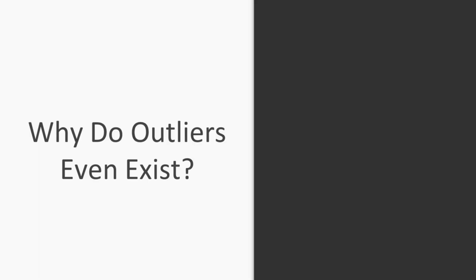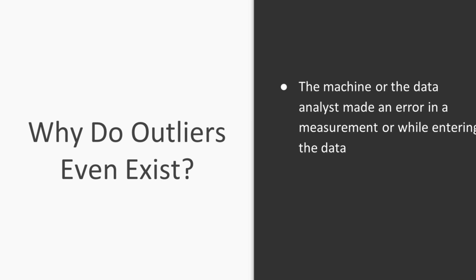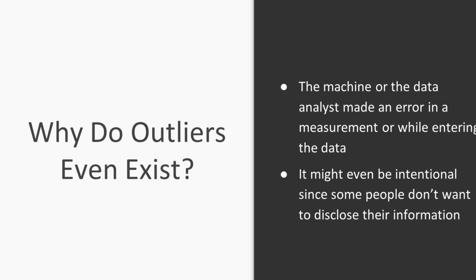So let's see, why do outliers even exist? There are many reasons for that. It might be that the machine or the data analyst made an error in the measurements or while entering the data. It might also be intentional, since some people really don't want to disclose their real information, so they can easily intentionally produce outliers by entering wrong data.